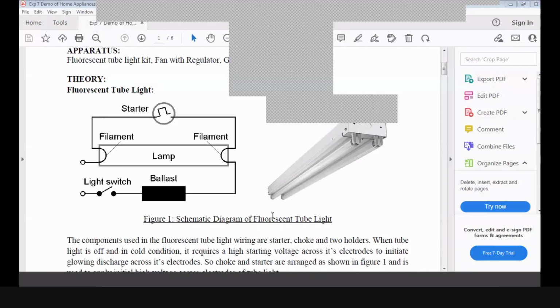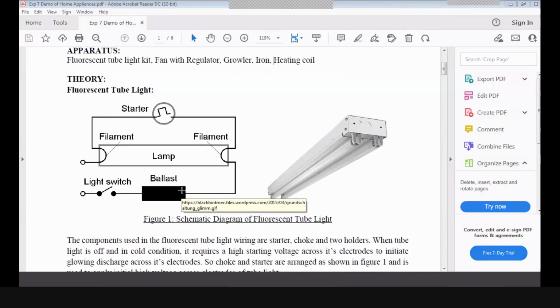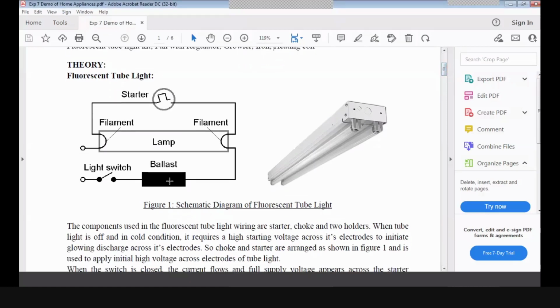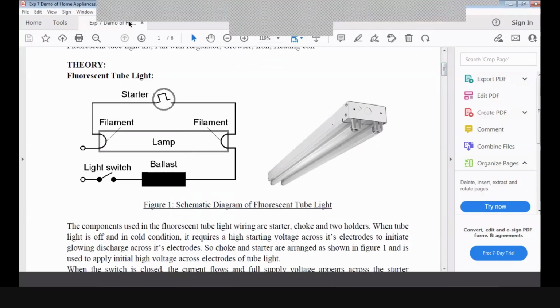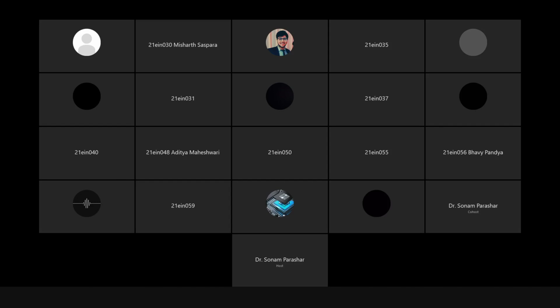So basically, to provide the initial high voltage, we have this choke coil and starter with this tube light kit, right? So this is actually the ballast, which is a choke coil, nothing else, right? And the connection will be like this. So I will share one actual circuit diagram in which you will see how to connect this tube light.